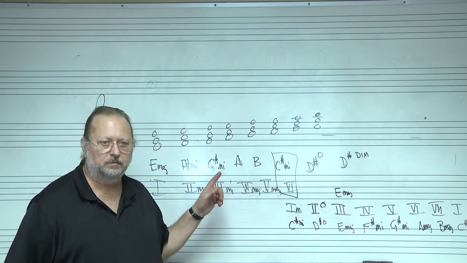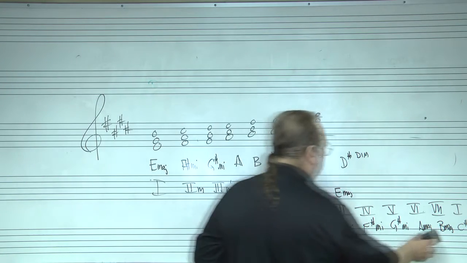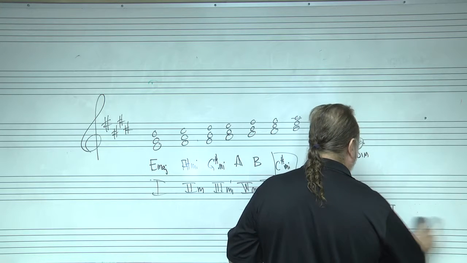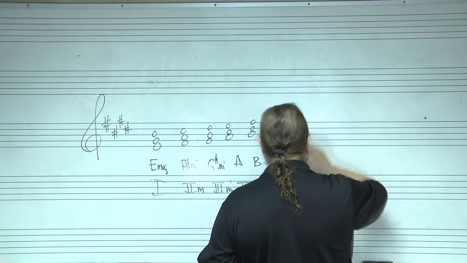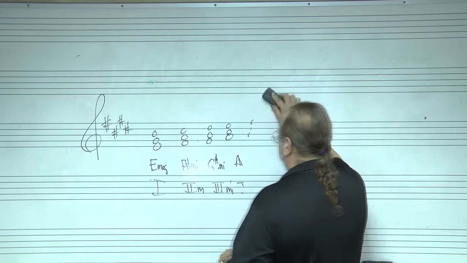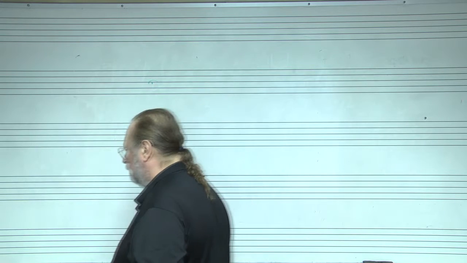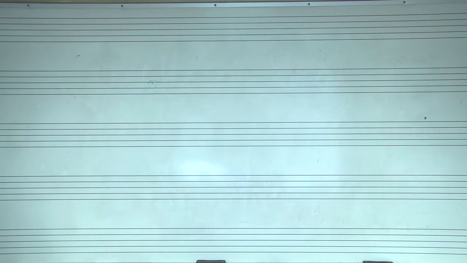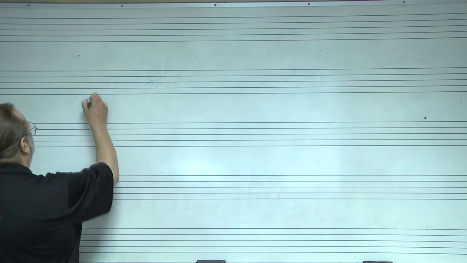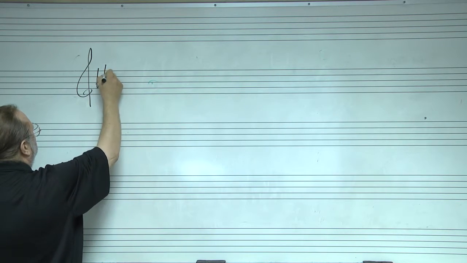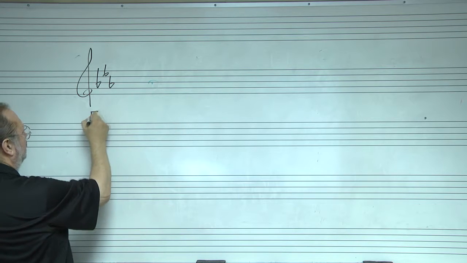Everybody got all this? Okay, so what do we got here? What's this? Lubasa, right? So what's the first thing you see? The key signature. Yes. What key is that? E-flat. E-flat what? Major. So if we have this key signature, that's E-flat major, right?